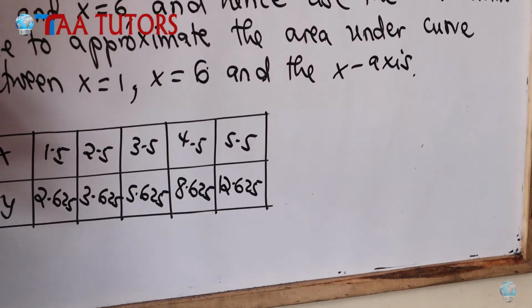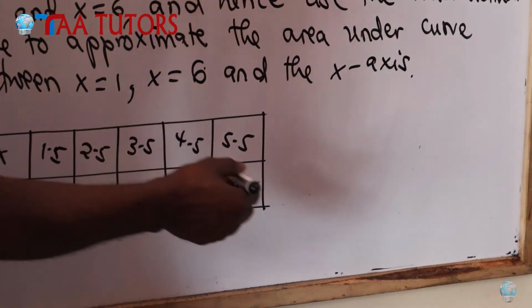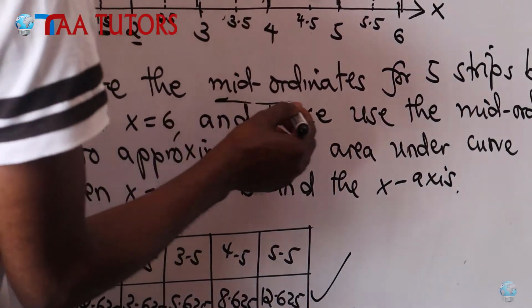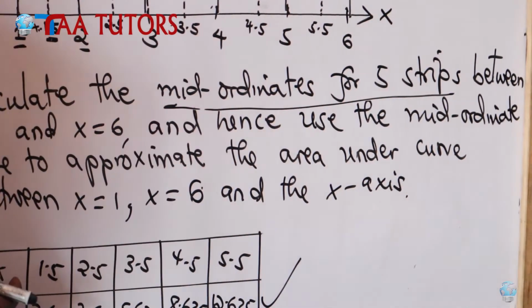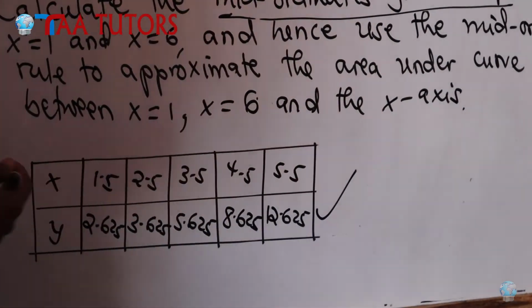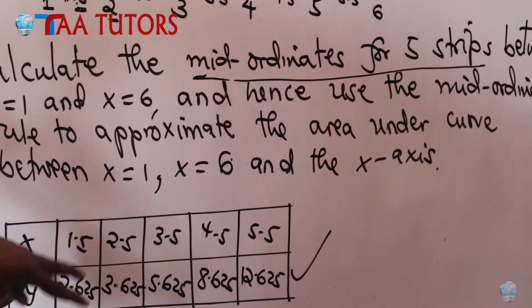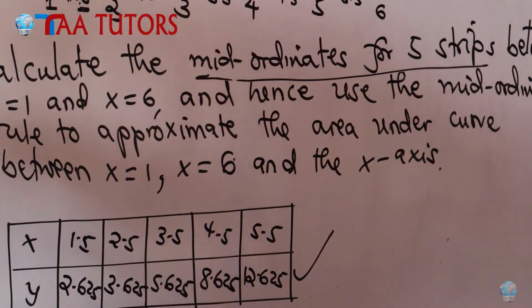Then the last one, 5.5 squared minus 5.5 plus 3, I get 12.625. So this means we have answered the first part of the question, which is to calculate the mid-ordinates for 5 strips. We have done it. 1, 2, 3, 4, 5. The next question they're asking us is to use the mid-ordinates we have determined here to calculate the area under the curve using the mid-ordinate rule.